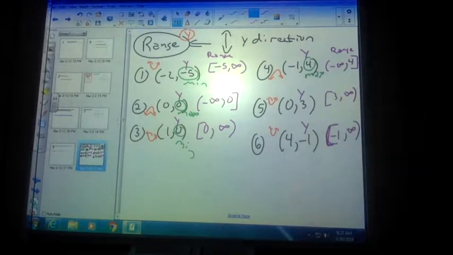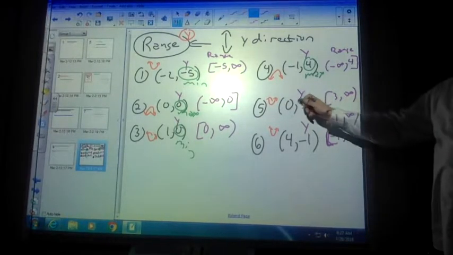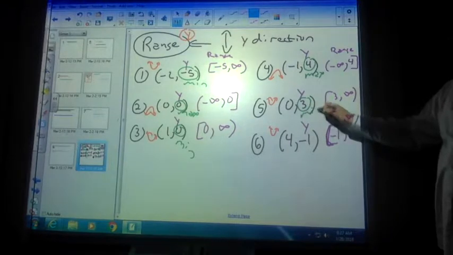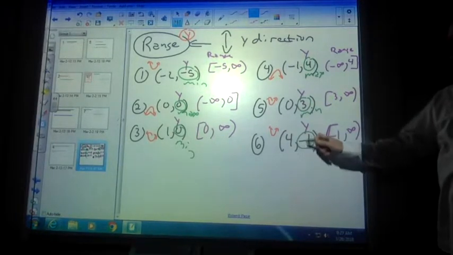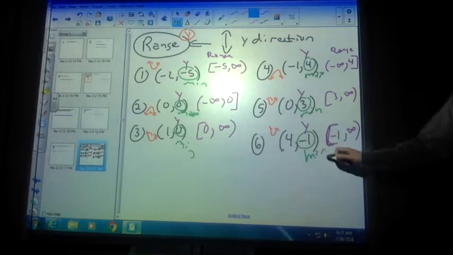Parabola opens up. Vertex at the highest or the lowest point? Lowest. It opens up. Vertex is down at the bottom, right? So that's a min. Parabola opens up. Lowest point. That's also a min. Okay.